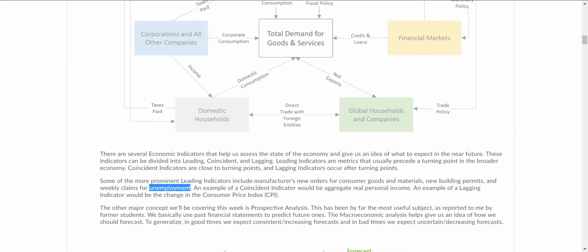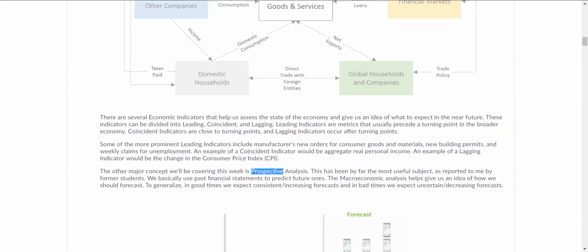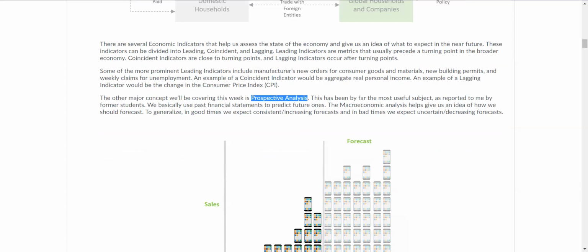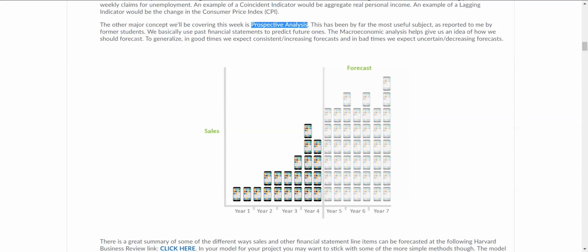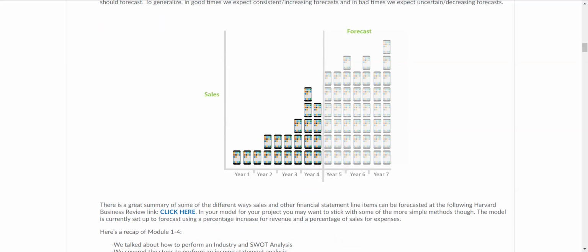All right, the other concept we're covering this week is prospective analysis. This is something that is very useful. Students in my prior classes have found this to be very useful. It's essentially making projections, taking historical data and using that to make projections. I've got the graphic here. It shows year 1 through year 4, and then we're forecasting from year 5 and out. You're going to be doing this for your project in your model.